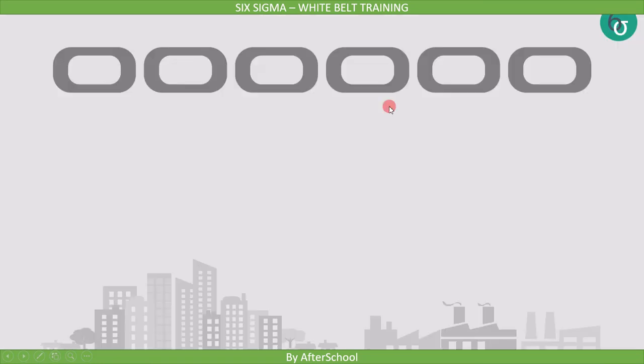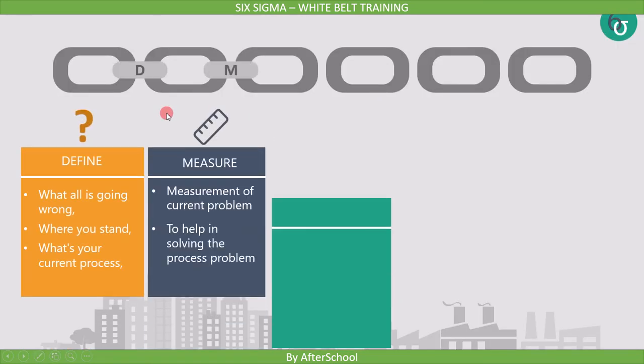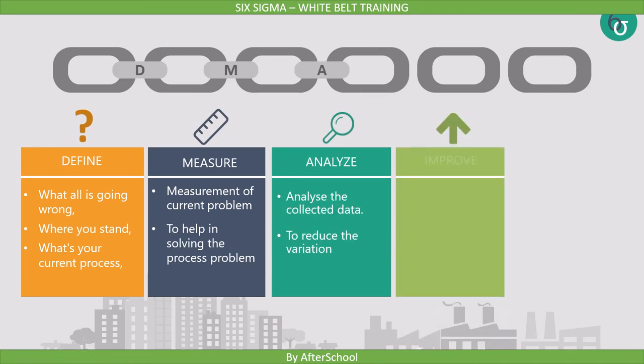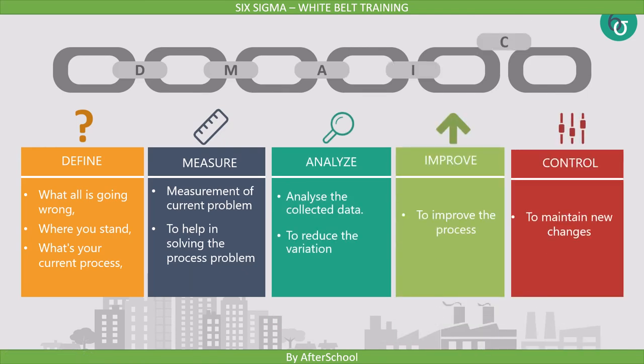Now let's see a short description about the define, measure, analyze, improve, and control phases. Why is defining a problem necessary? Defining a problem is necessary because once you define the problem, you would know what is going wrong, where you stand, and what is your current process. All these things are done as a part of the define phase of DMAIC.